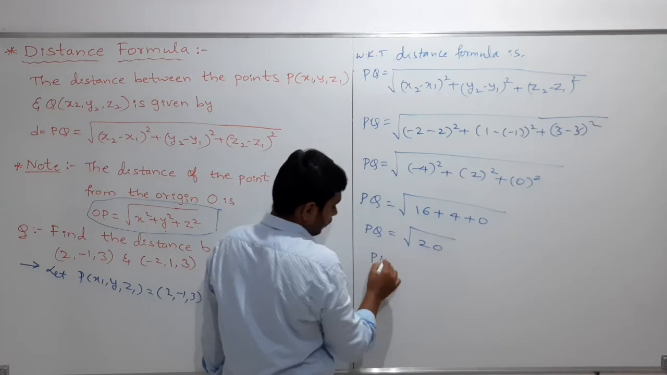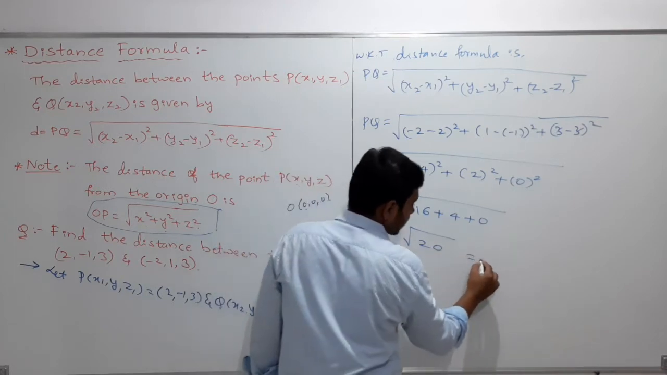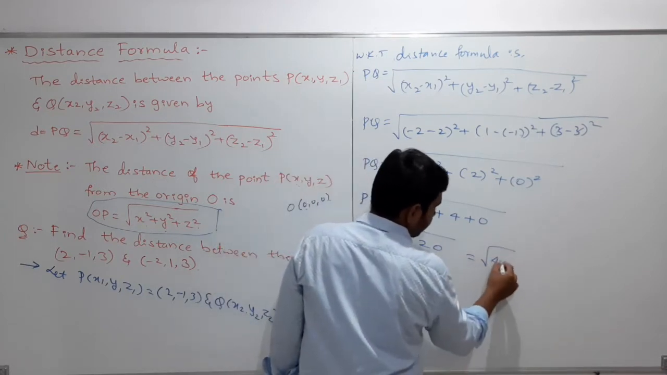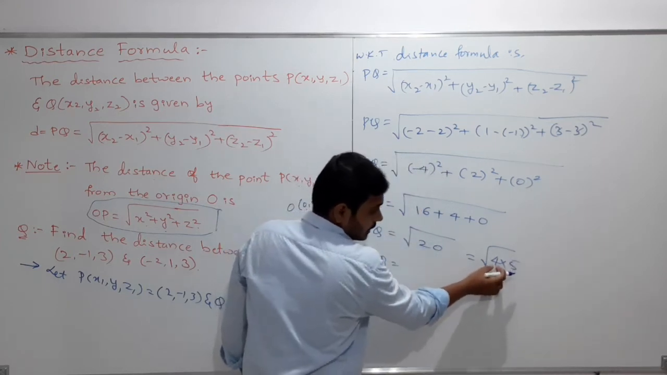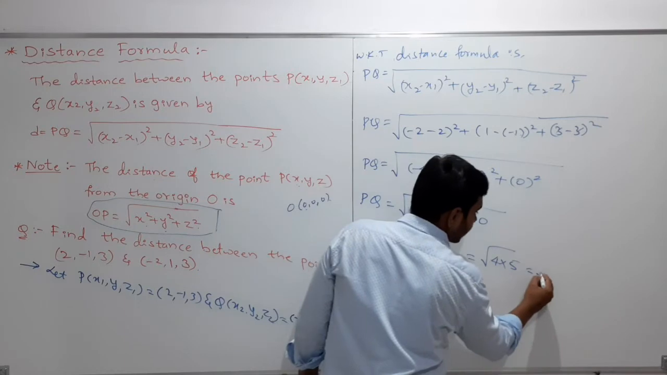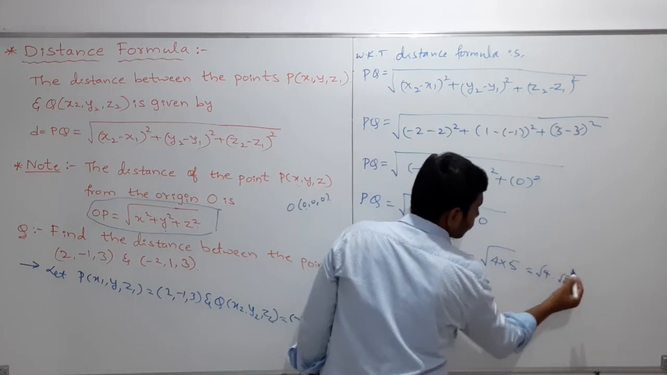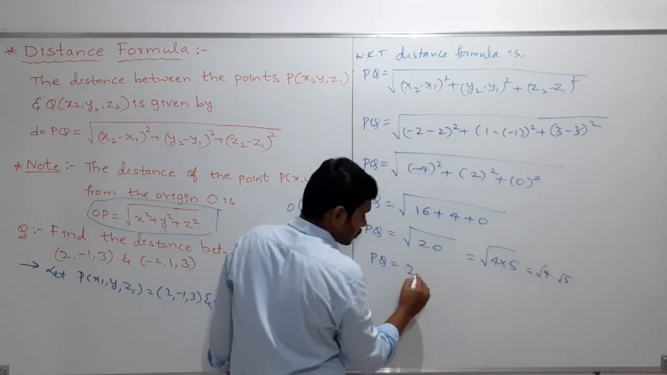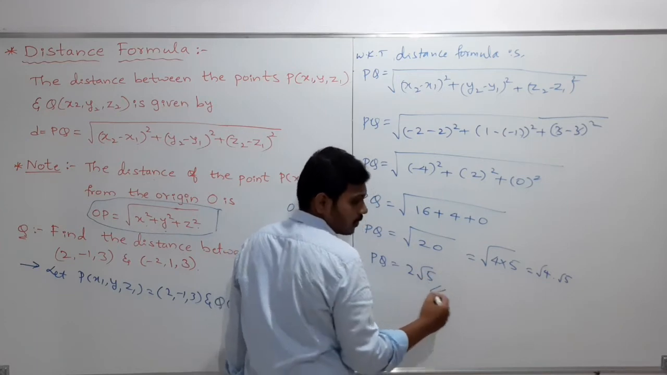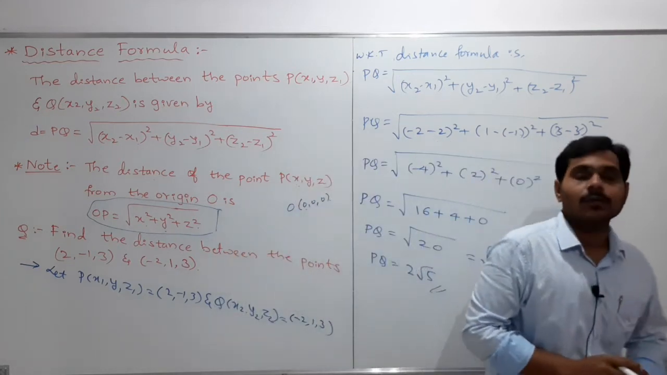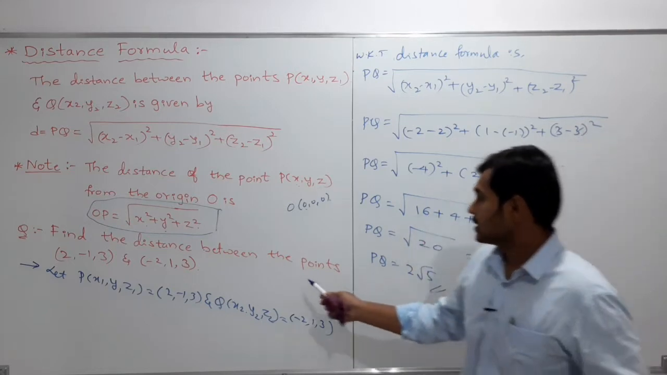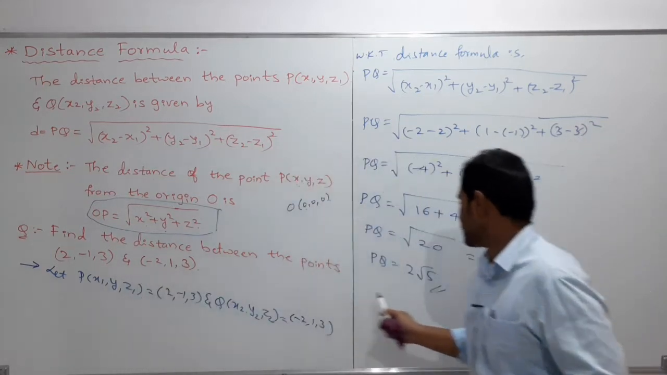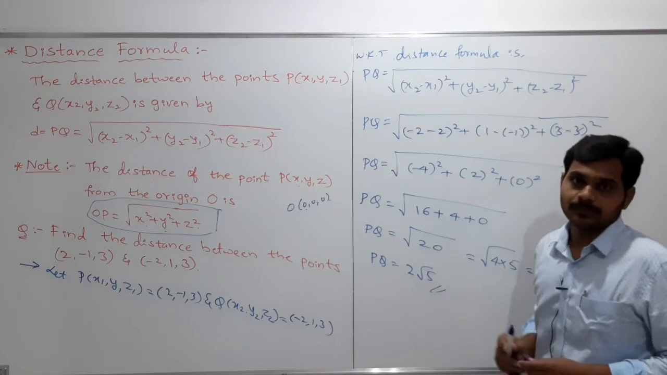So PQ, the square root of 20, can be further written as the square root of 4 into 5, which is root 4 into root 5. Root 4 value is 2, so you can write 2 root 5. This is your required answer, my dear students. Therefore the distance between these 2 points is 2 root 5.